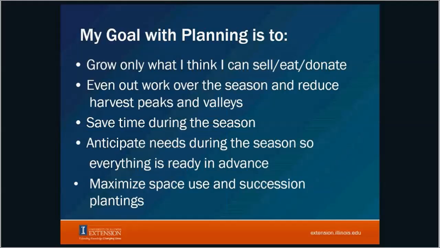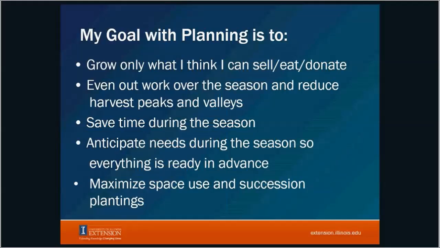Okay. And planning will even out some work over the season and reduce harvest peaks and valleys. It can save time during the season, so you're not scrambling and trying to reorient a plan that you have in place. And you can anticipate needs during the season if you're doing planning at the beginning of the year, so everything's ready in advance. And then you can also maximize your space use and succession plantings. We're going to talk a little bit about succession plantings and space use when we get into the spreadsheet.